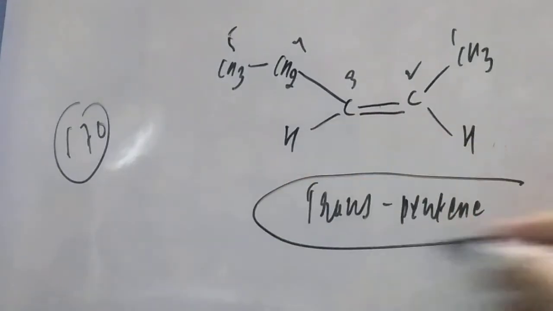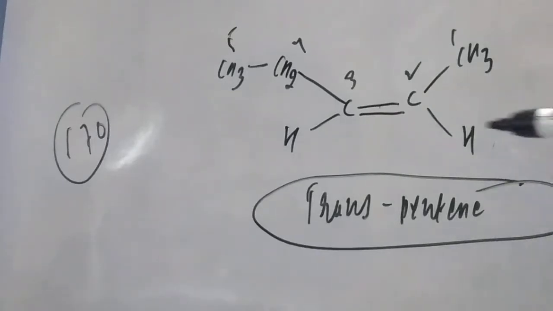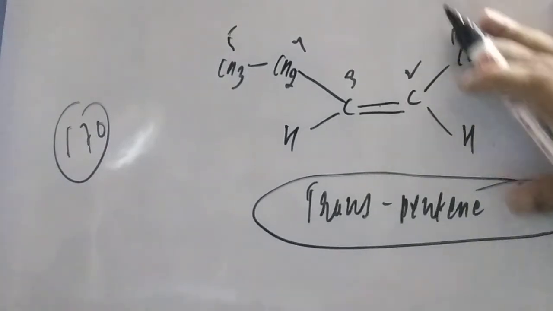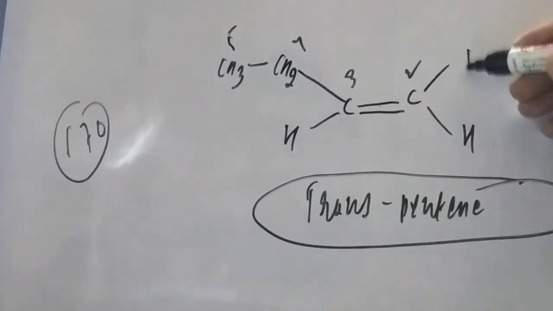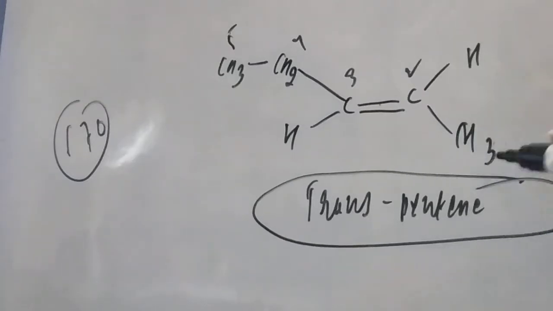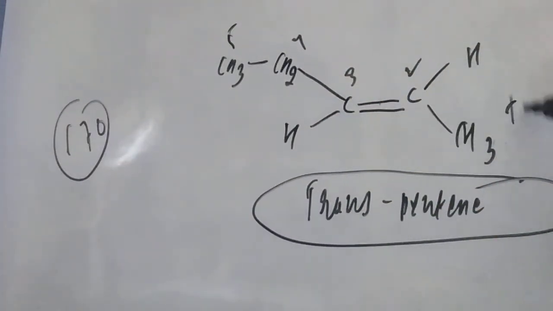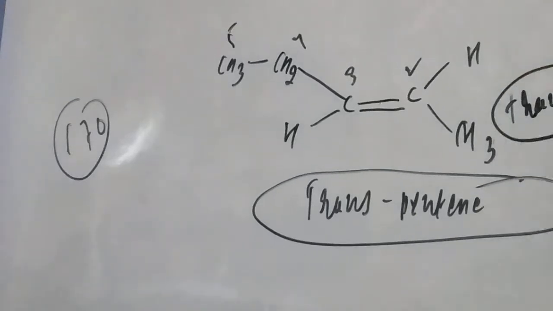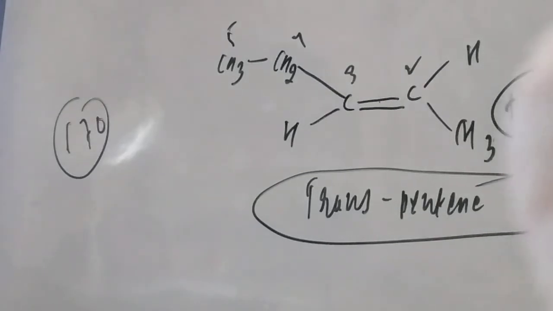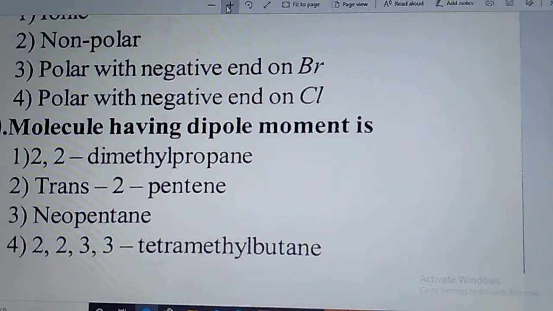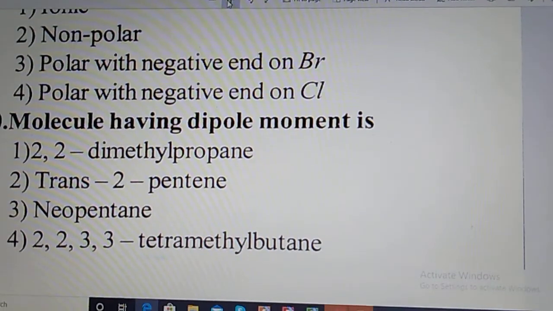The trans pentene is trans. Here you see, student, this is cis. One side has the hydrogen and the other has the CH3. Here the similar groups are on the opposite side, hydrogen on the opposite side, and this is known as trans. So trans pentene has the high dipole moment. So the correct option for 170 will be option number 2.